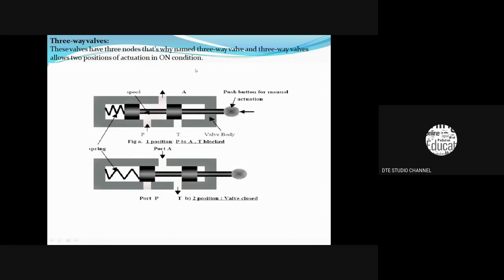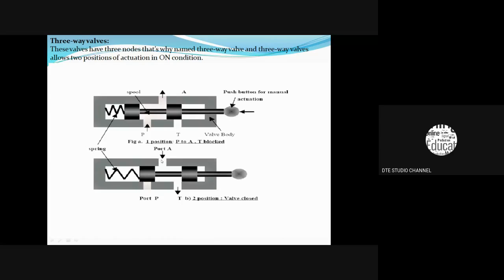Now, some useful work is done by the actuator. But in this position, the tank port is closed. Whenever the push button is released, after releasing the push button, it comes to the second position. The plug comes to the second position by means of a spring. Pressure port is closed, whereas tank port is open.